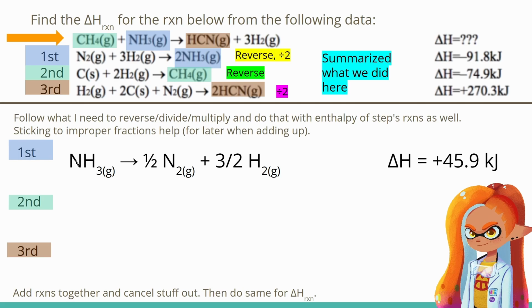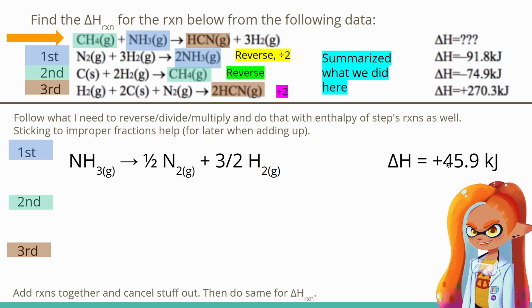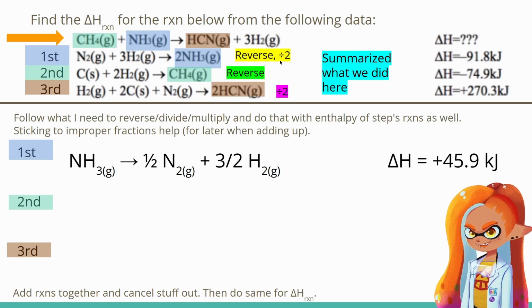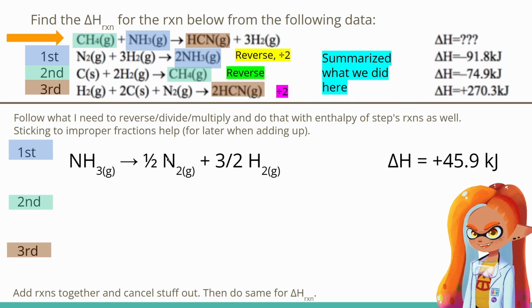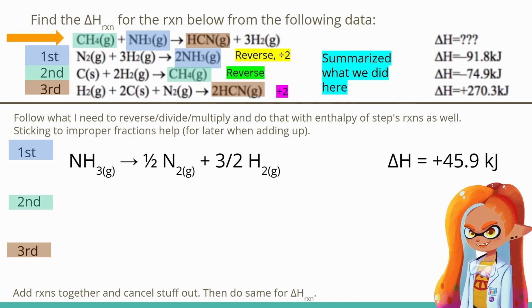So reversed, NH3 is now a reactant. I divided by 2, like I said, and every single one has to be. The N2 originally was 1 mole, so now it's half. And then the H2 is 3 halves, because again, it used to be 3. And then the delta H, I have to do the same exact thing. So just going all the way across, the delta H was originally negative 91.8, but because I flipped the reaction, that flips the sign, and then since I divided the reaction by 2, I divided the delta H by 2.